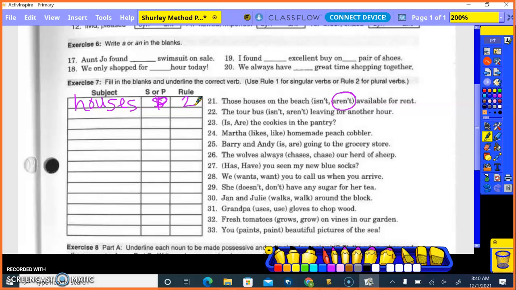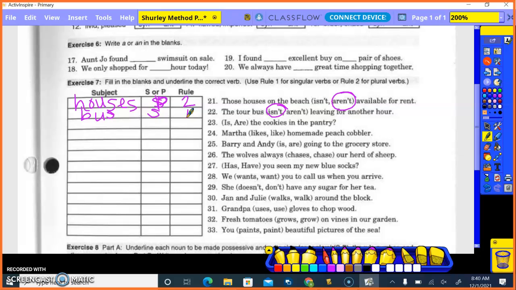The tour bus isn't leaving for an hour. Subject? Bus, right? Singular or plural? Singular. Rule number 1.